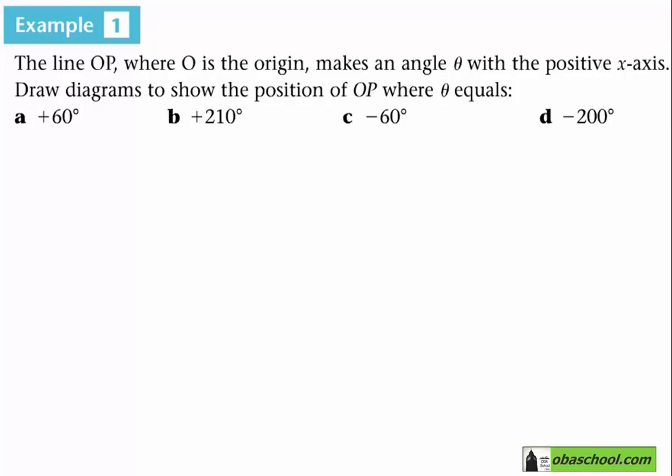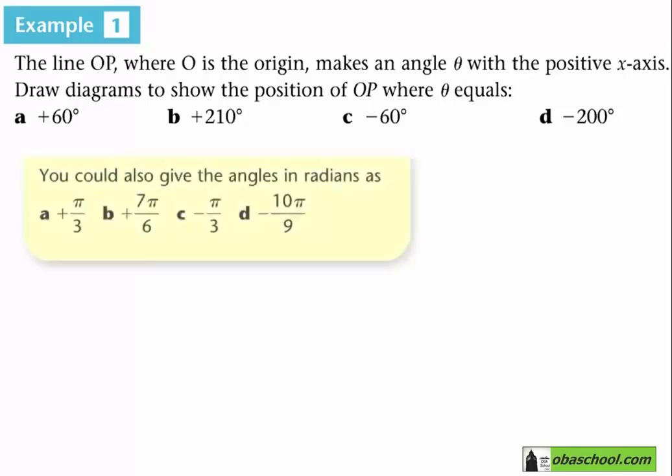You have a hint in the book which says you could also give the angles in radians, which means we can determine the angles in terms of degrees or in radians. In the case of radians, you can change it into degrees and then plot it using the protractor.